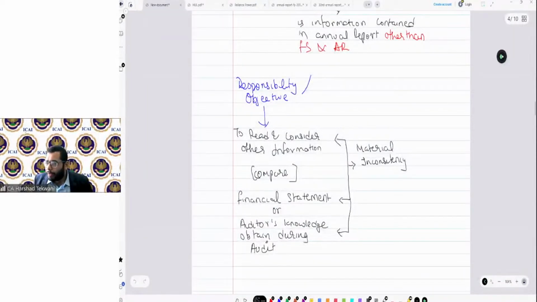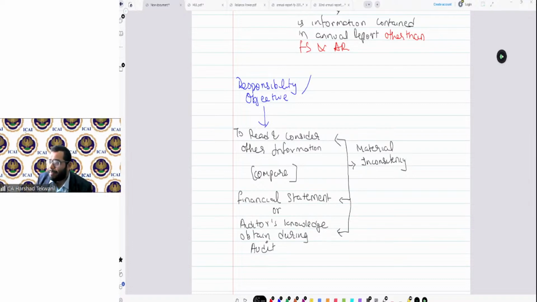Okay. Now, when I talk about material inconsistency, I need to understand what misstatement or material inconsistency means. In order to evaluate whether there is a material inconsistency or not, I need to understand what material inconsistency means. Then only I could say, okay, there is a material inconsistency. Otherwise, I would not be able to say it.